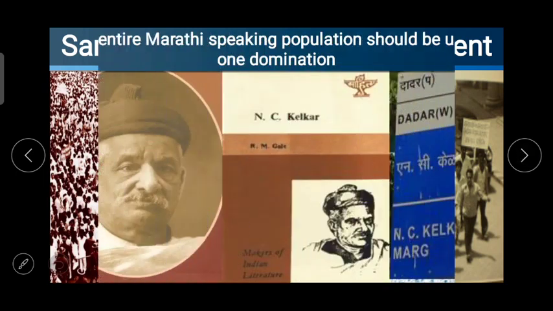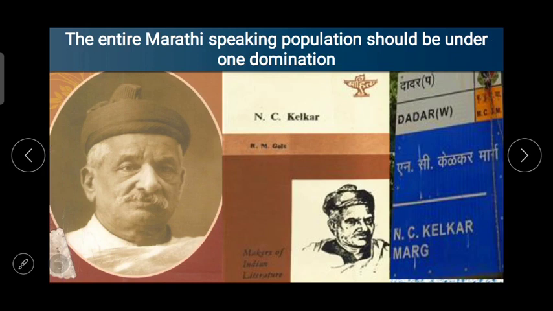So in 1911, the British government had to suspend the partition of Bengal, and on this background, N.C. Kelkar, on the screen you can see, wrote that the entire Marathi speaking population should be under one dominion. Marathi speaking people should be under one dominion. This was the first thing put forward by N.C. Kelkar. If you go to Dadar, there you can see the N.C. Kelkar road in Dadar West.